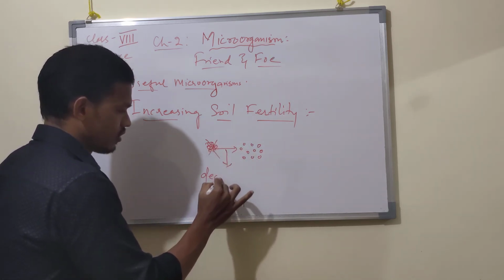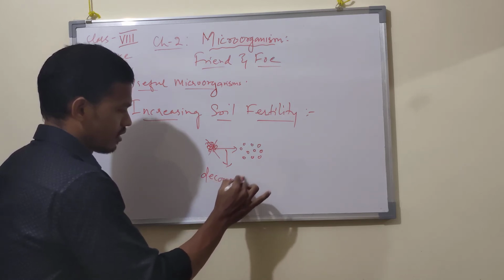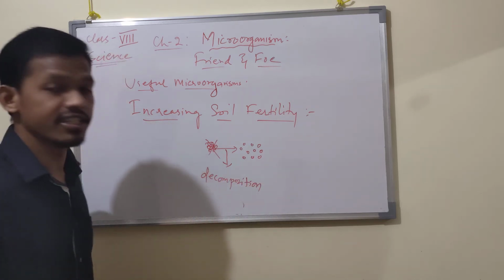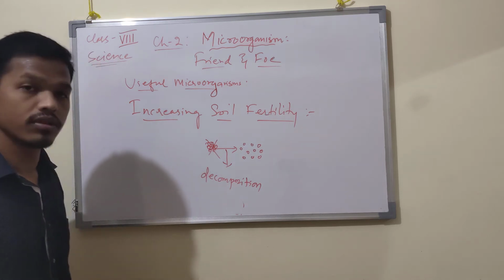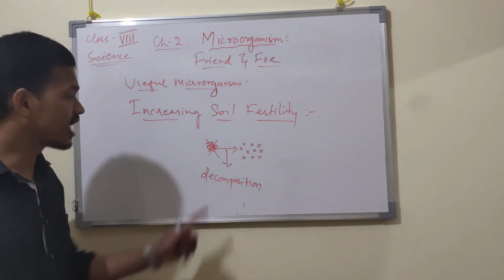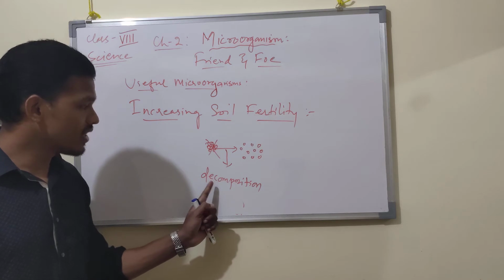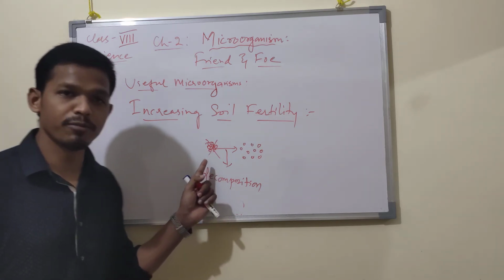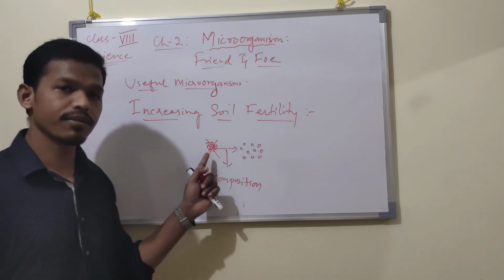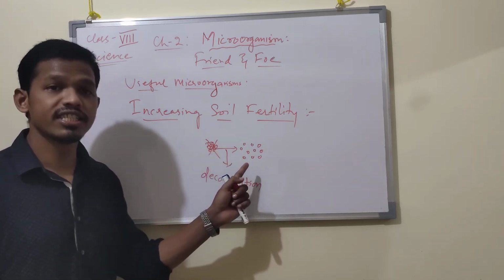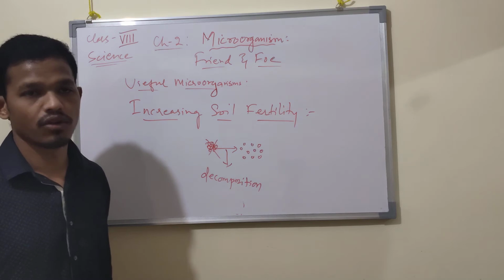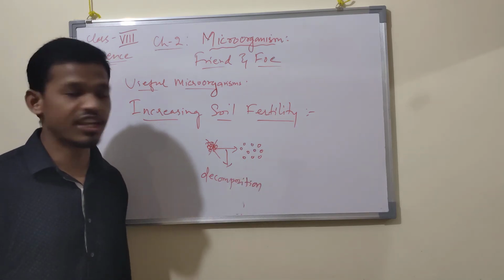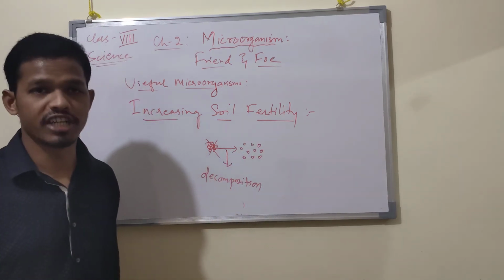decomposition. So what is decomposition? Decomposition is a process in which the compounds of a material or any organic matter are broken down into simpler substances, or you can say elements. Then the individual elements are broken down.